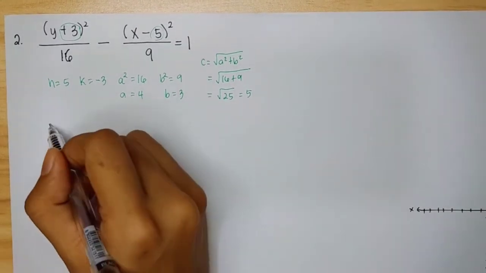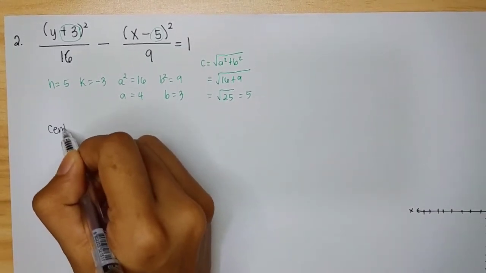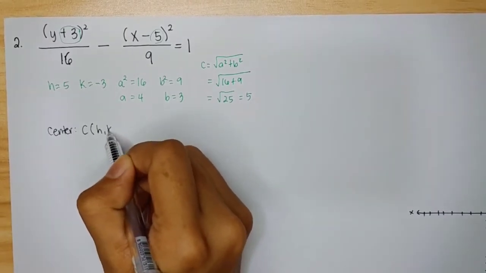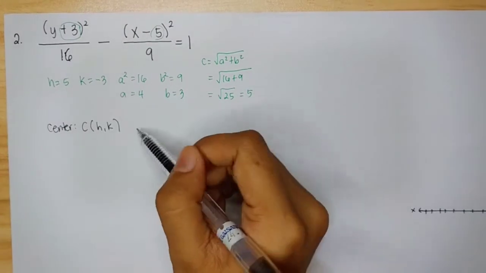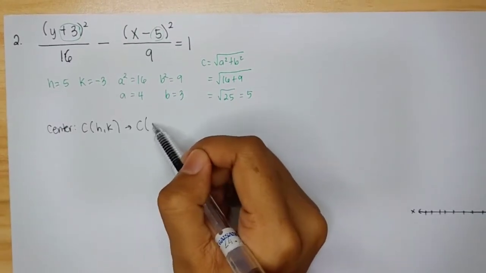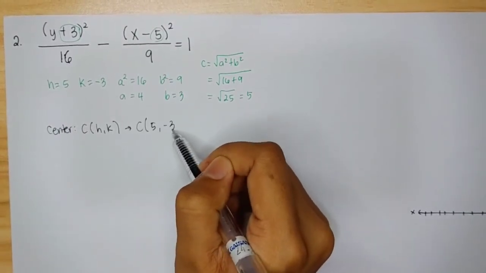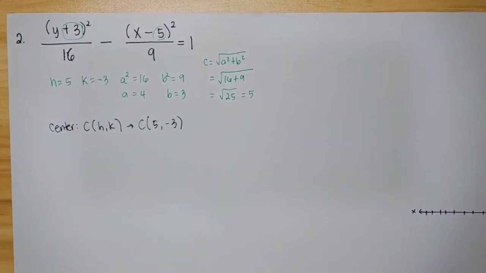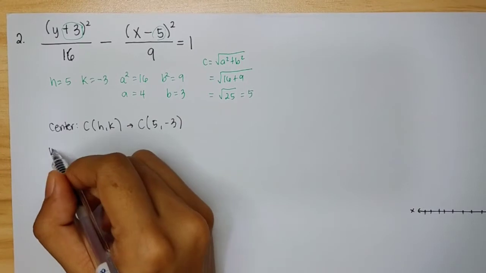So, our center, what will be our center? So, yung C natin is HK. So, our center is 5, negative 3. That is our center.